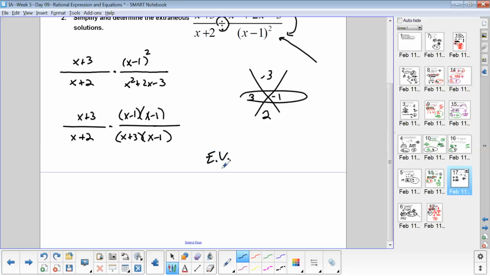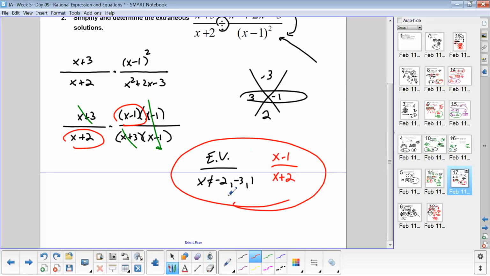What are the excluded values? We've done our factoring. Excluded values, x cannot be, you're looking at your denominators, x cannot be negative 2, x cannot be negative 3, and x cannot be 1. Once you've stated those, remember, you get to divide out. X minus 1 will divide x minus 1, x plus 3 and x plus 3. So what are you left with? X minus 1 in the numerator, x plus 2 in the denominator, along with the excluded values.